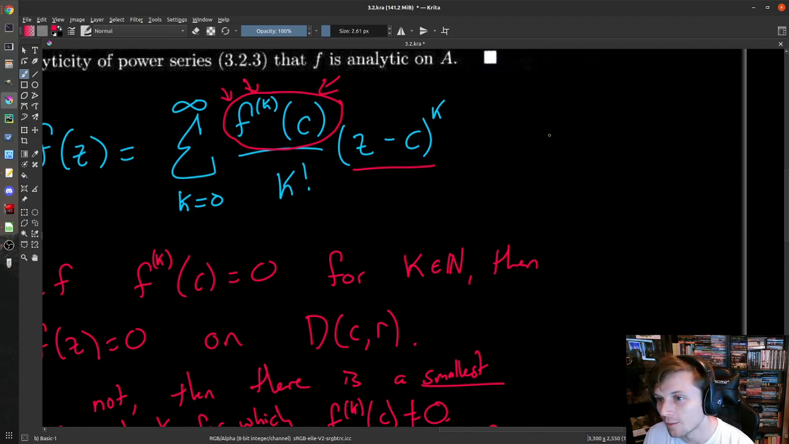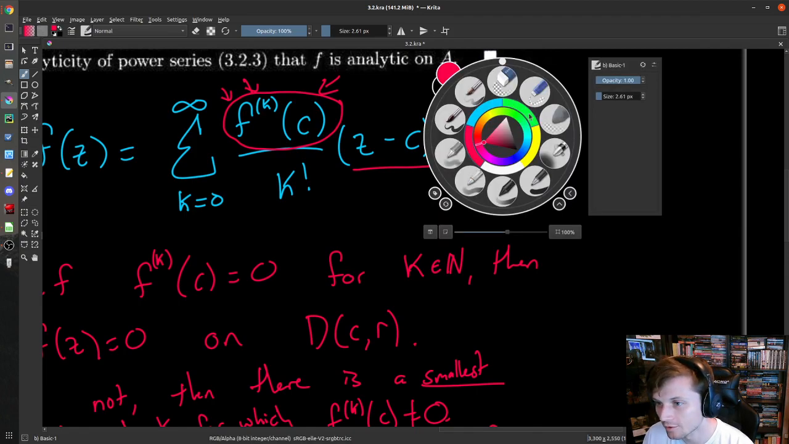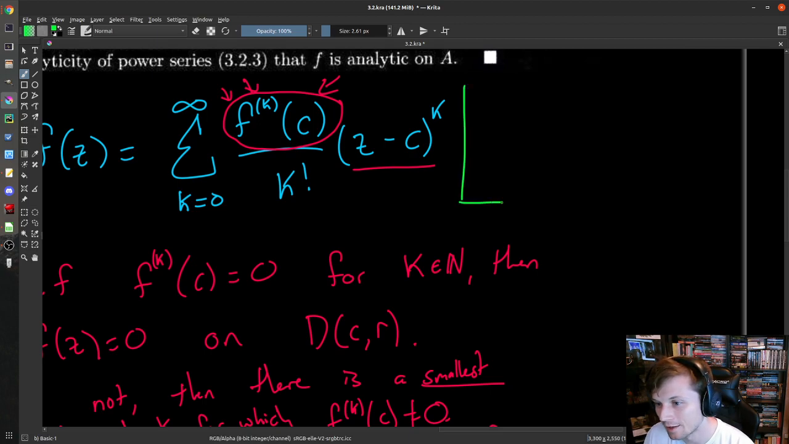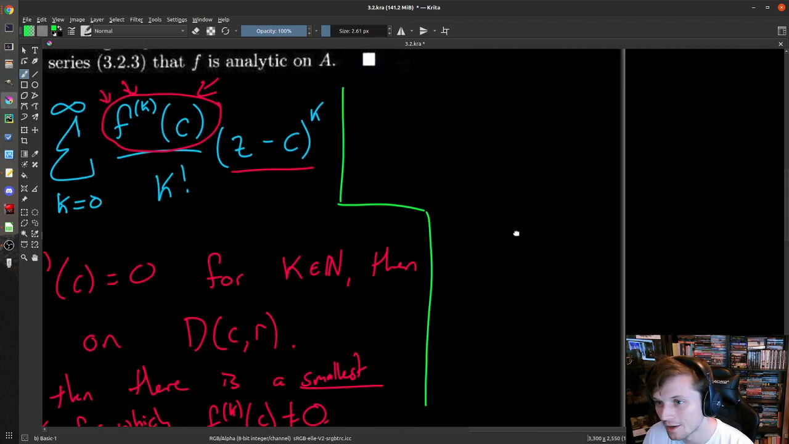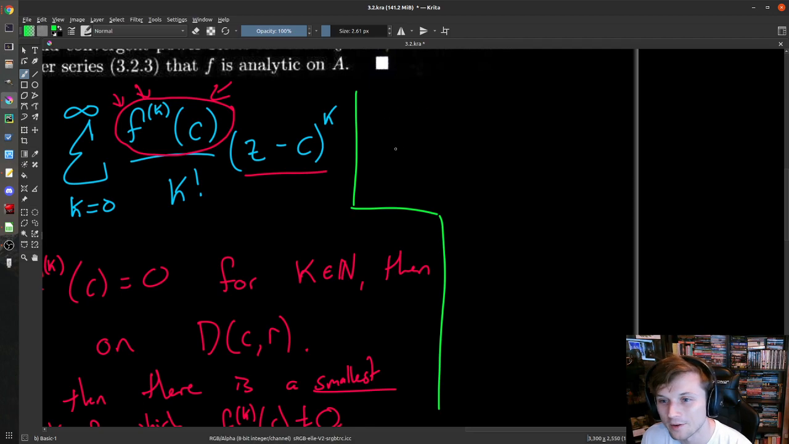Well, just think about the fundamental theorem of algebra. I'm going to try to kind of write in a different color. I should have given myself more space right here. I've been worrying about that right now.